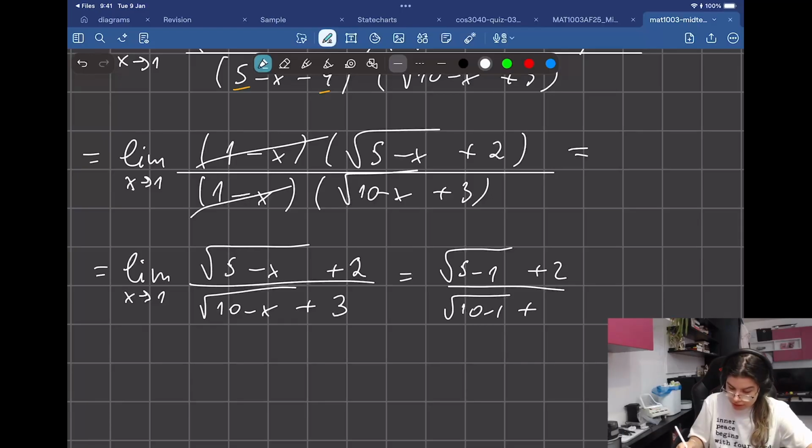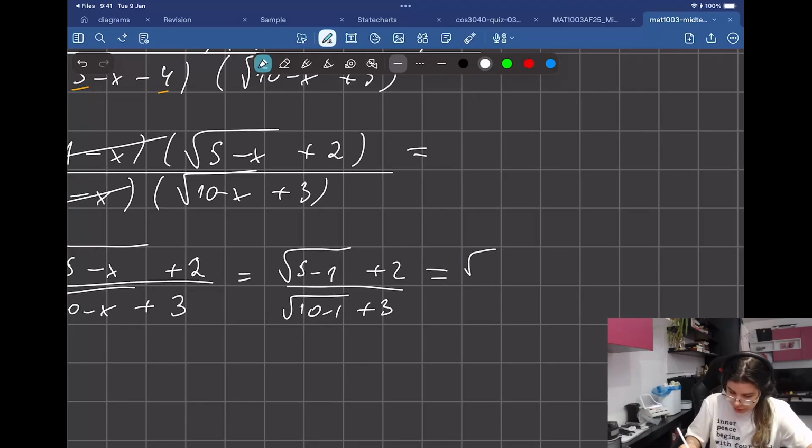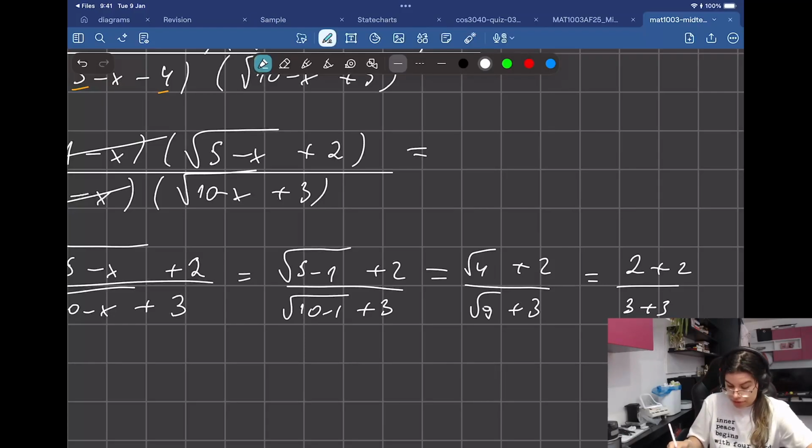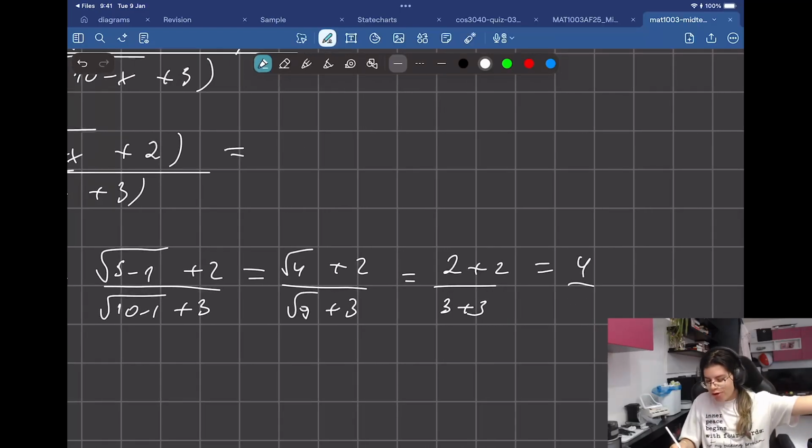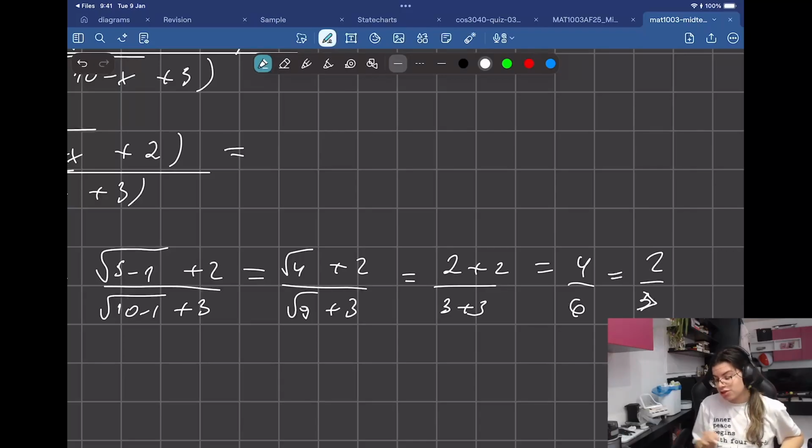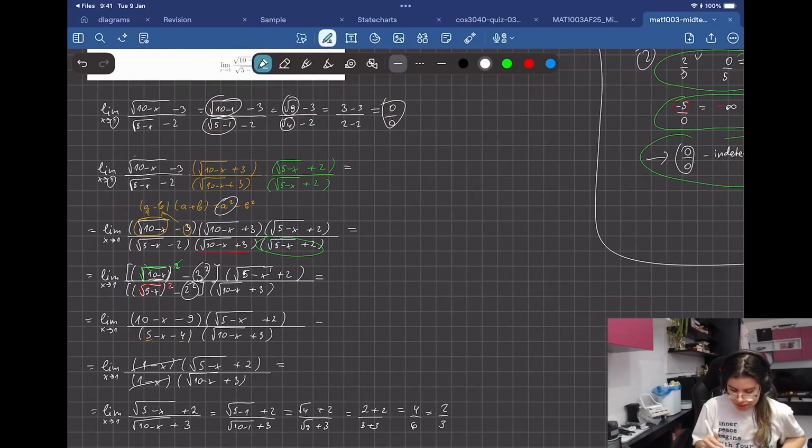In this case, we would have square root of 5 minus 1 plus 2 over square root of 10 minus 1 plus 3, which is square root of 4 plus 2 over square root of 9 plus 3, which is 2 plus 2 over 3 plus 3, which is 4 over 6, which can be further reduced to 2 over 3. But that's our solution. That's our final answer, right? So sometimes even achieving the nearly same expression as the first one, but with opposite signs, does help us, right? Because now we don't reach 0 over 0 anymore. And that's our final answer for this problem.